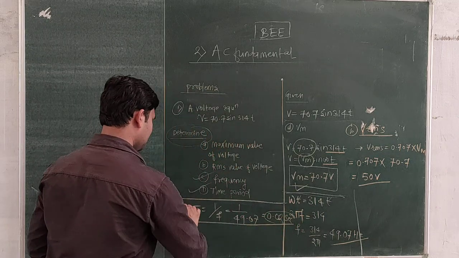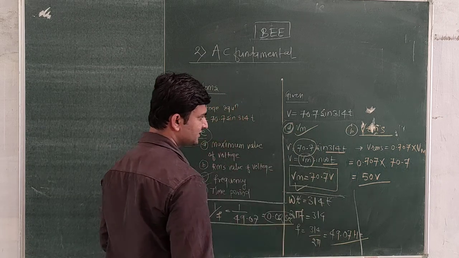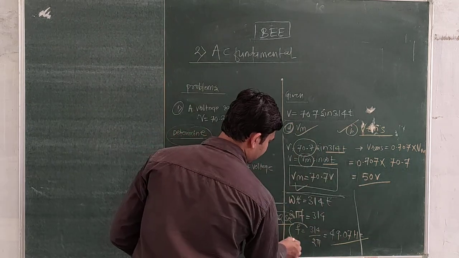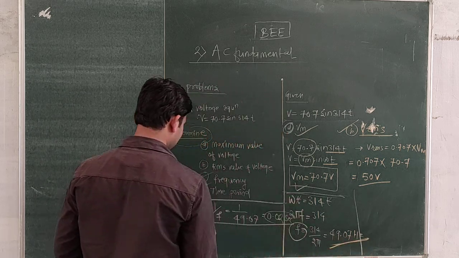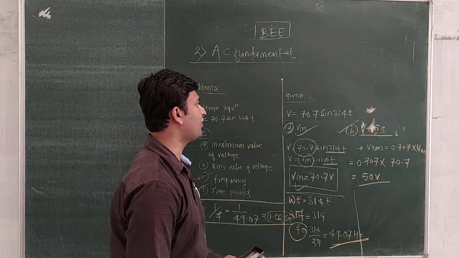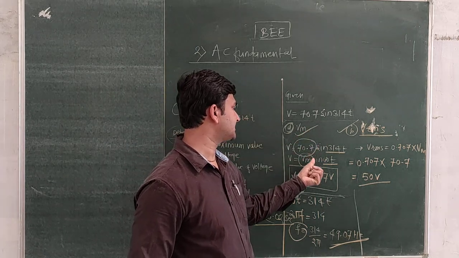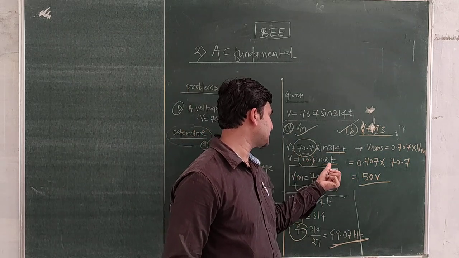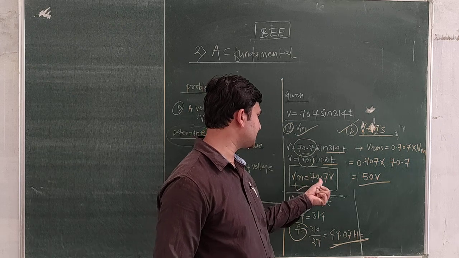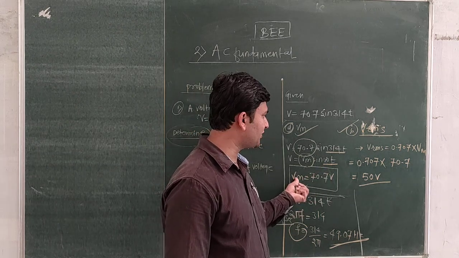So we have calculated the quantities. First we calculated the maximum value, then the RMS value, then the frequency, and lastly the time period for the waveform. First we wrote the expression and compared it with the standard expression, Vm sin omega t. After comparing, we got the direct value of Vm, that is 70.7 volt, the maximum value of voltage.